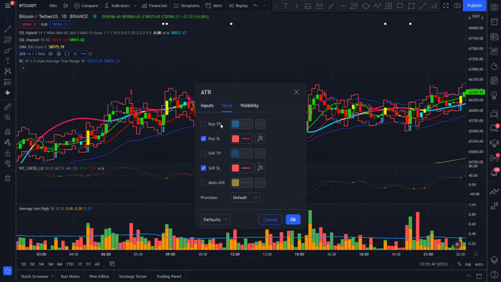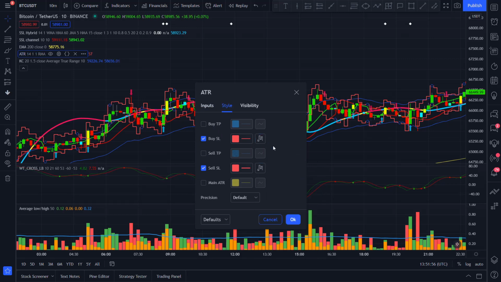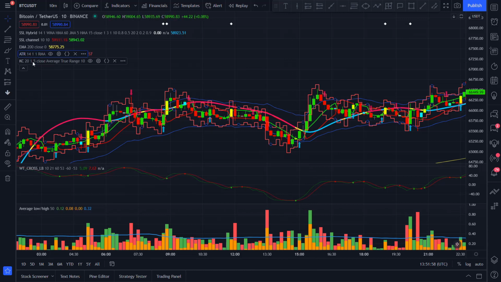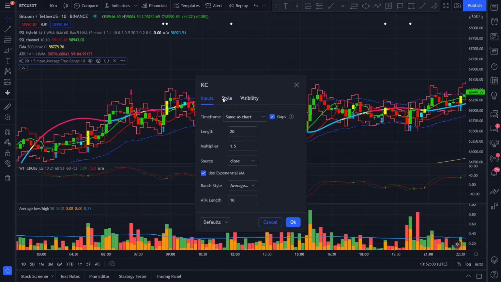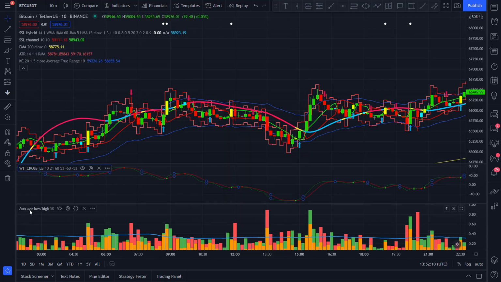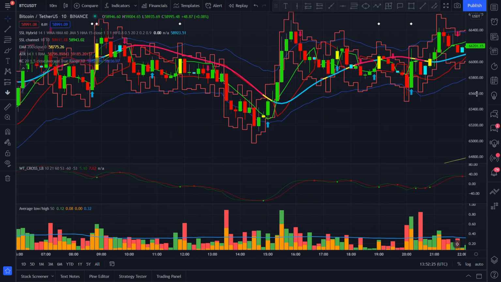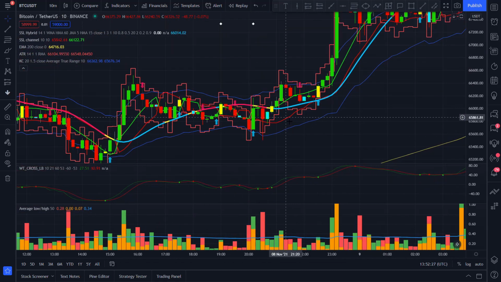I changed the style. I unticked the buy take profit and the sell take profit, and I am using step lines instead of normal lines. With the Keltner channel, these are my settings. With the wave trend, these are the settings I use. And with the average low high, aka the candle filter, I am going to use a 50 period. Once you get all that set up, let's go over the entry rules.